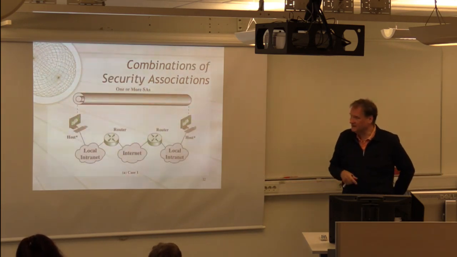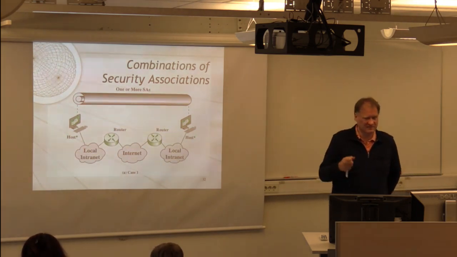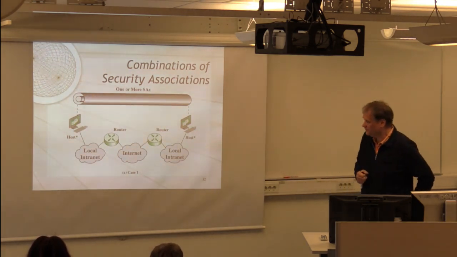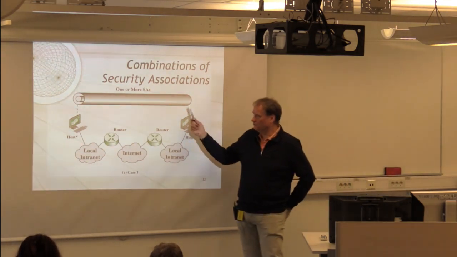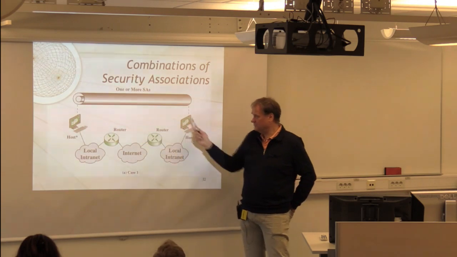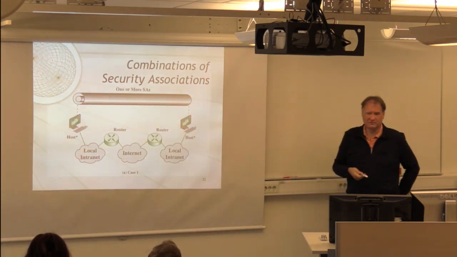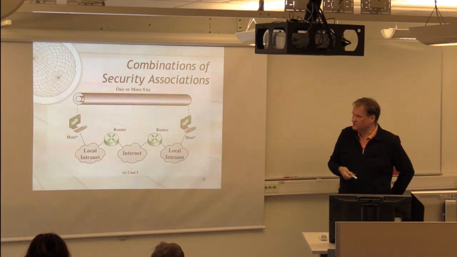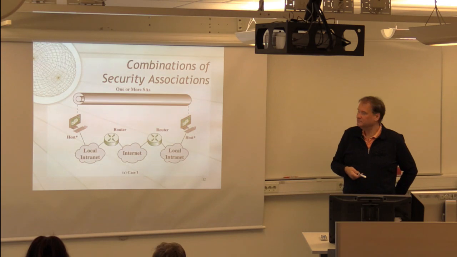So let's see what they are in the standard. I talk about 4 different cases for making these bundles. So this is the first case. One or more security associations end to end. And more here is really 2 then. So 1 or 2 transport associations end to end. So it can be an ESP within an AH or the other way around.